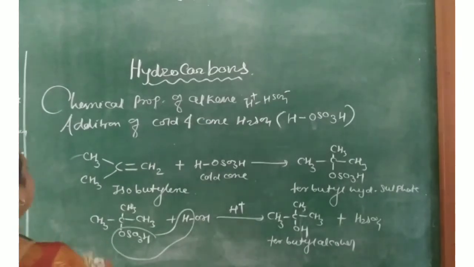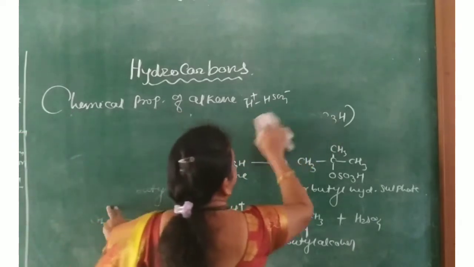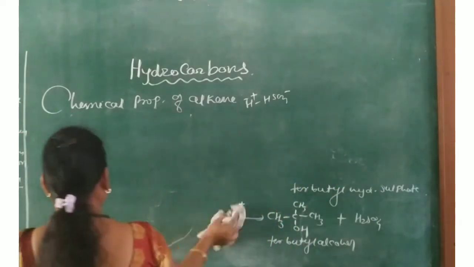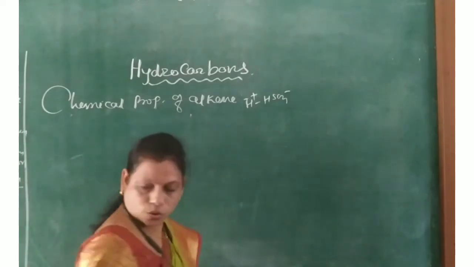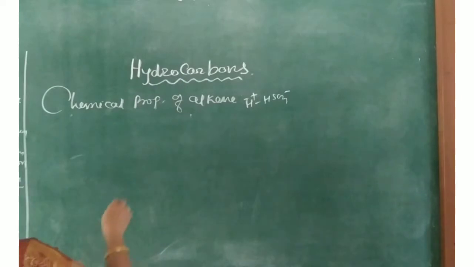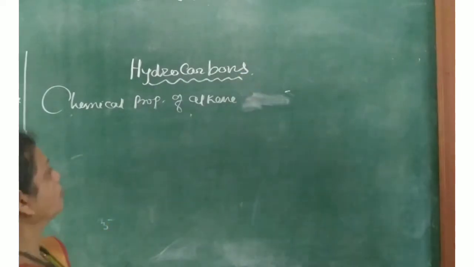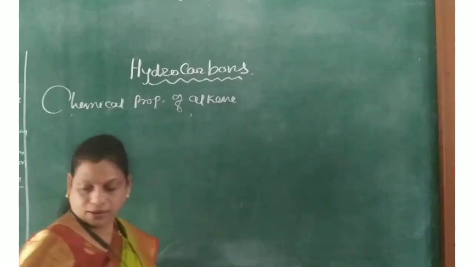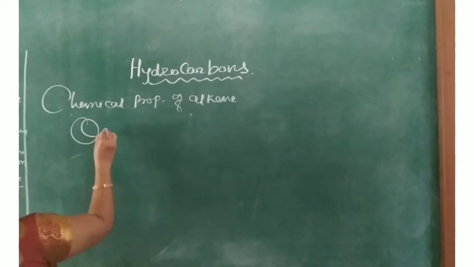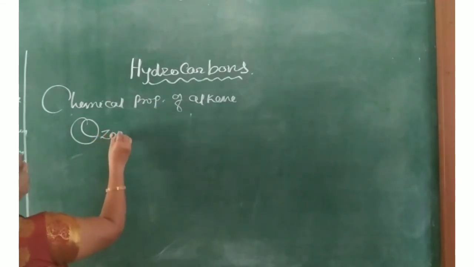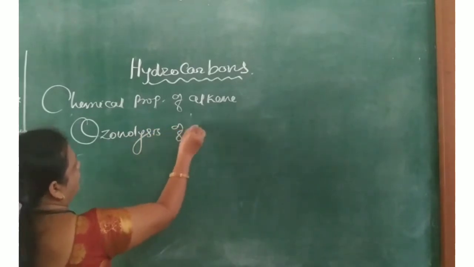Next one, that is ozonolysis. Second one, ozonolysis of alkene. Now what is ozonolysis? So students, you know what is meant by ozone. Ozone means here O3. Here next one, ozonolysis of alkene.